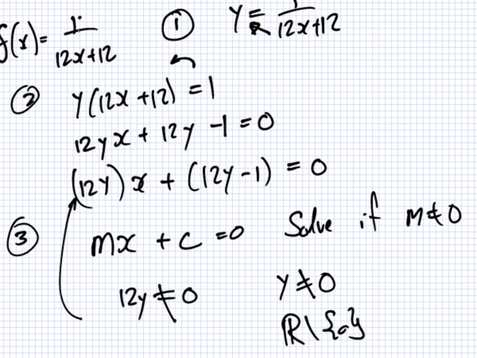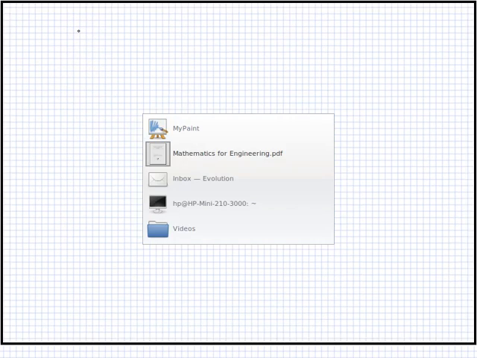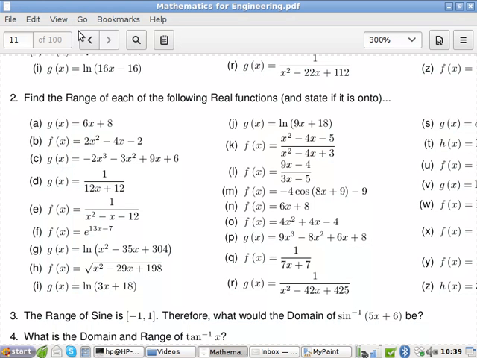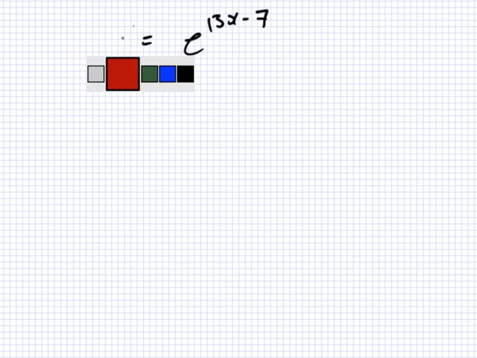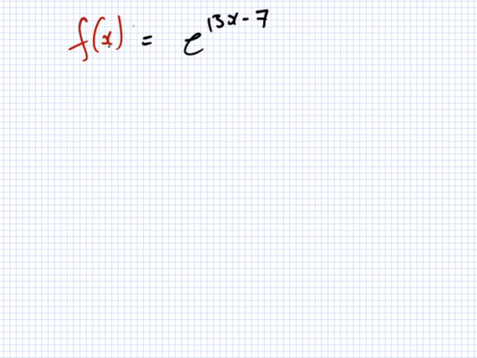Alright, let's try another one. We'll do the E example. Y equals E 13x minus 7. Well, not y, that's the function. We'll call it fx or whatever. Okay, what's step 1 finding the range here? Y equals E 13x minus 7. Step 2? Make it solvable. Make it equal to 0.